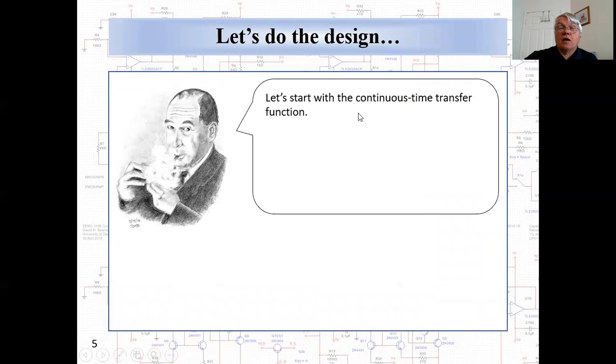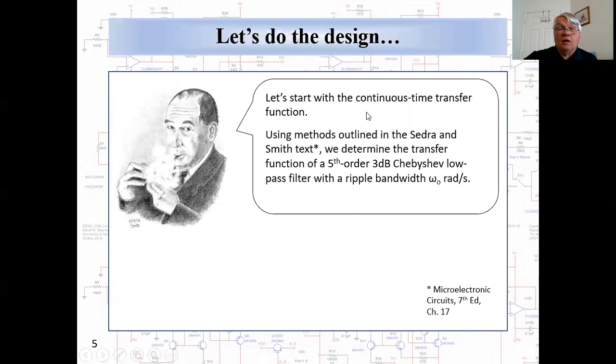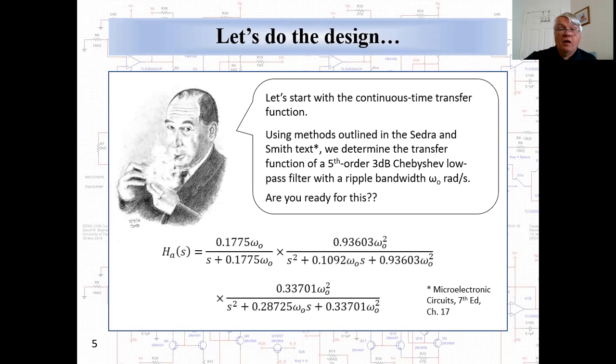Let's do the design. We'll start with the continuous time transfer function. And then using methods outlined in Sedra and Smith's text, we will determine the transfer function of a fifth order 3 decibel Chebyshev low pass filter with a ripple bandwidth of omega naught radians per second. Are you ready for this? Okay, there is the transfer function.